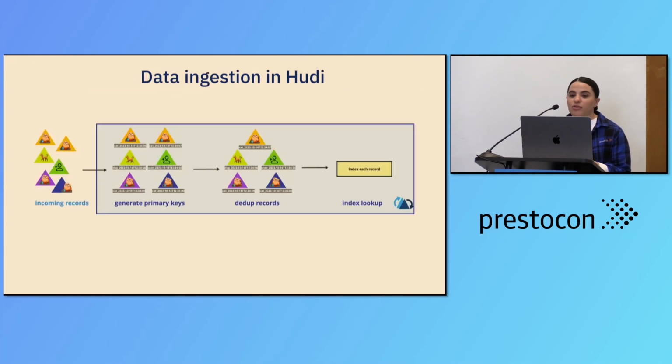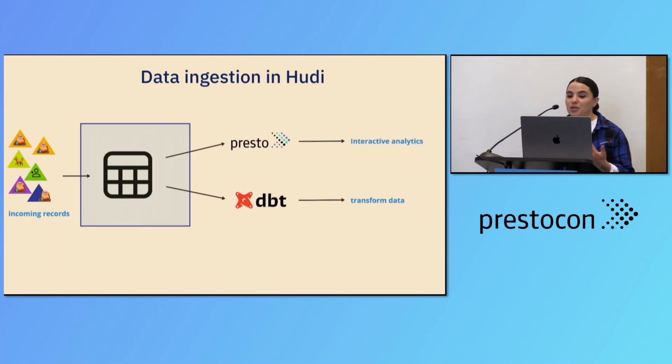So as an overview, when data is ingested into Hudi, a primary key is generated and records are deduped based on the record keys. After the dedupe stage, the records are indexed and then inserted into a Hudi table. In this talk, we'll be going over the record level index that provides fast upserts and lookups, improving data freshness and query performance.